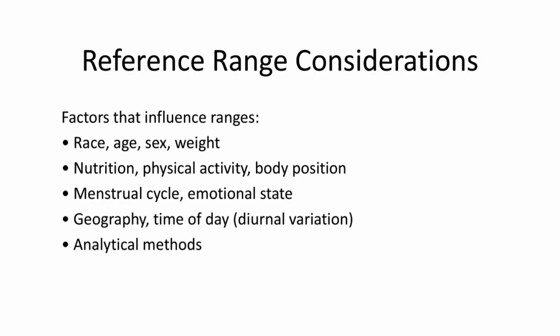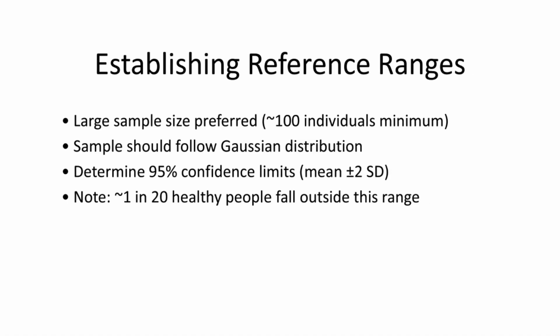Analytical methods can also cause differences. When establishing reference ranges, it is best to use a large population, ideally at least 100 individuals from the community where the lab is located. The values for the analyte should follow a Gaussian or normal distribution. From there, the 95% confidence limits are determined as the mean plus or minus 2 standard deviations, understanding that 1 out of 20 healthy individuals may fall outside this range.